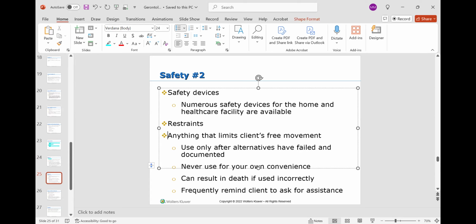I mean, there are lots of reasons for restraints. Restraints protect them from themselves or protect other people from them, right? You may have, in psych units, you may have somebody who's agitated, combative, angry.